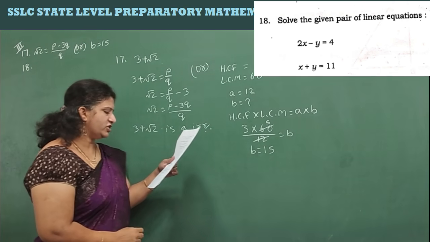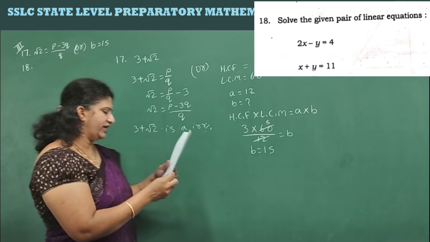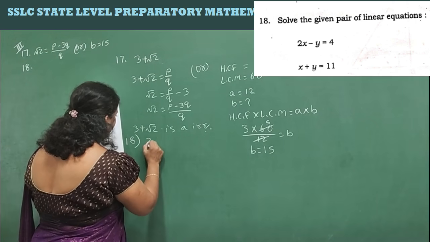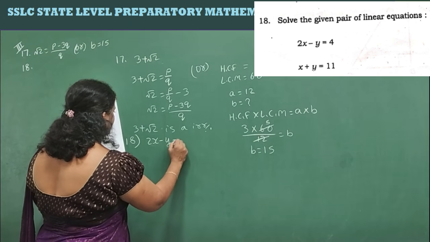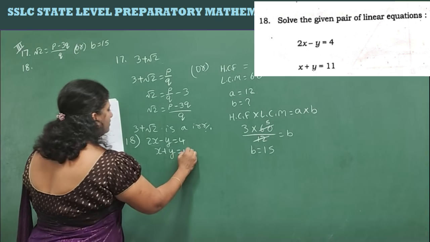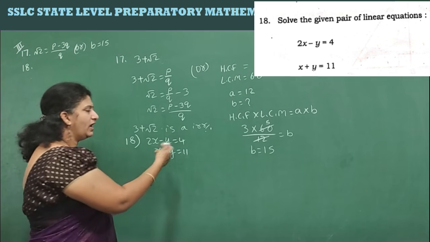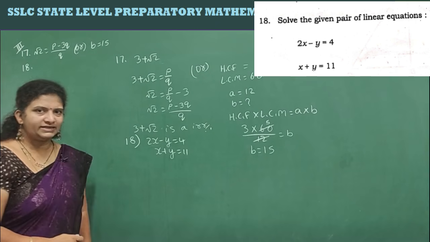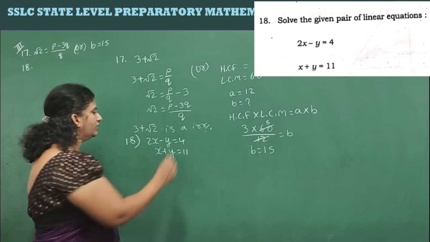Let's see the 18th question. Solve the given pair of linear equations. If they specify any method, you go with that method, children. Otherwise, you can go with your own choice. So, given, mark it 1, 2, directly I am doing. Which method shall we go with? Let's go with the elimination method.